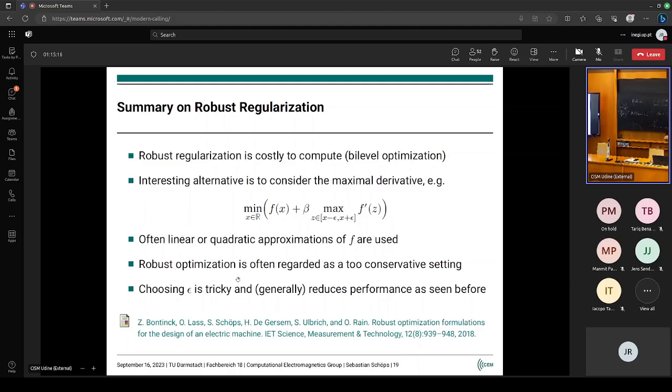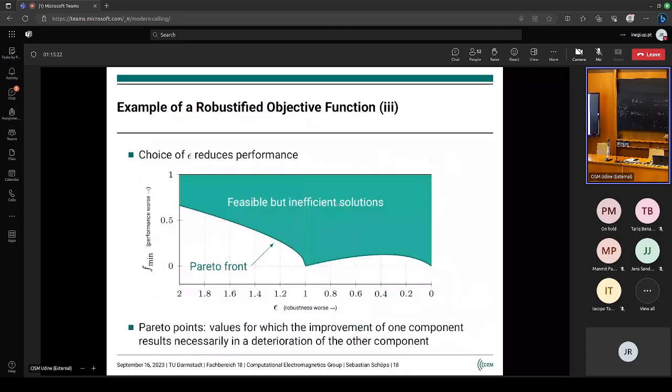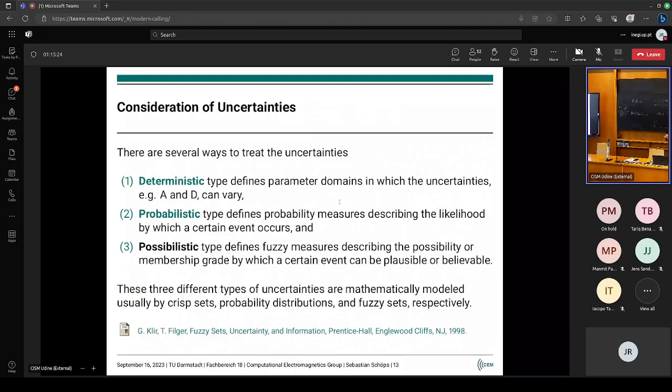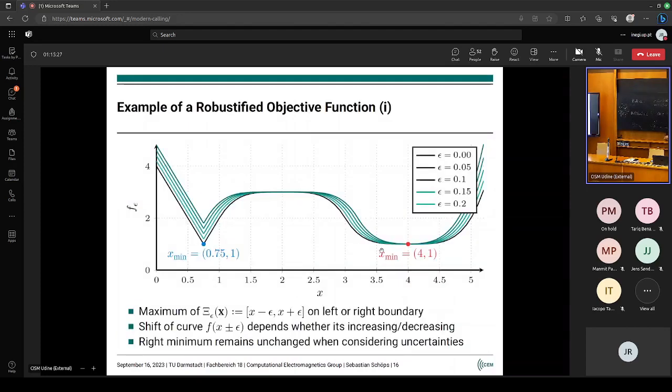The one drawback is that robust optimization is often regarded as too conservative, because you are really taking the max value. Going back to that image, if you have a classical production process, you may assume, for example, that you have a normal distribution.